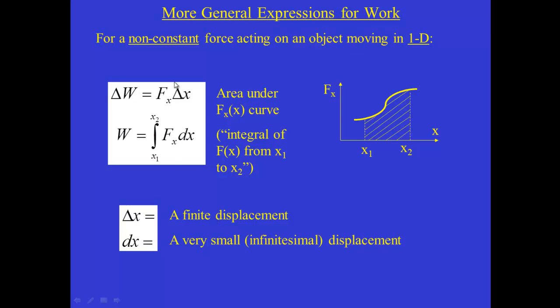Dx here, the delta has changed to a d to indicate that what we're doing is taking the area of very, very thin strips in the limit where they become so thin that they are almost vanishingly small. And the opposite of infinite is infinitesimal. So this is an infinitesimal displacement between 2 points in space.